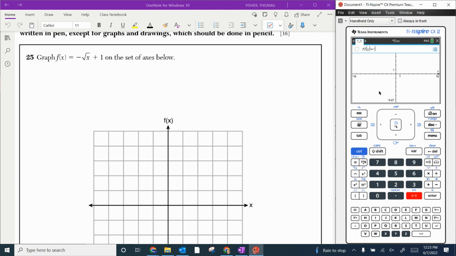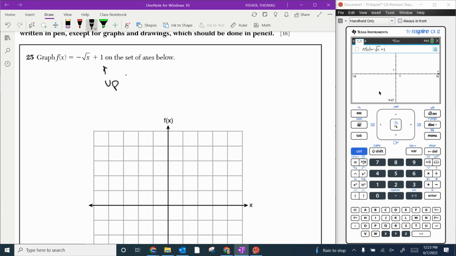So this is the negative square root of x. And make sure here that what they're really testing is, do you know how to use the right arrow? Because you can't put the +1 inside. That would be a different transformation. We want the +1 on the outside, which means to go up 1 on the outside. That's an up 1 transformation versus inside would have been left 1.